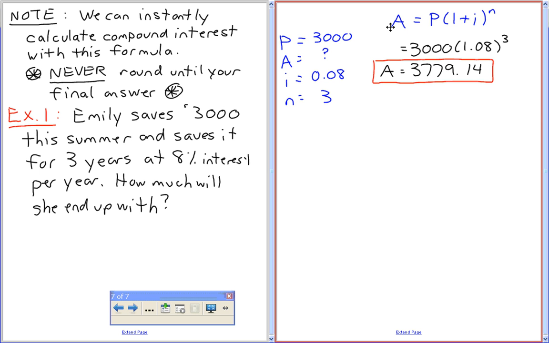You need $3,779.14. Therefore, we're going to say Emily will end up with $3,779.14.